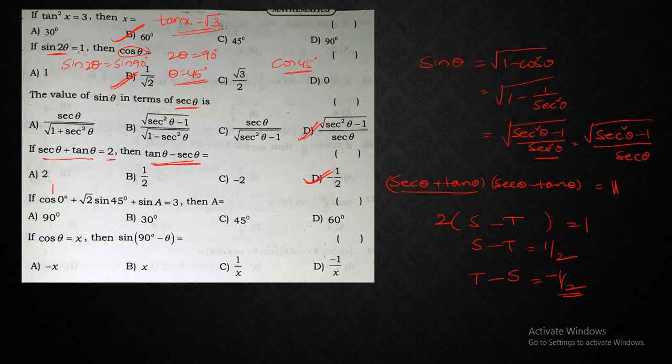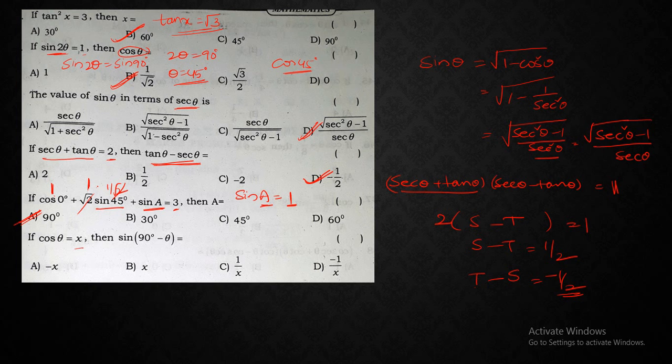Next, cos 0 is 1. Next, sin 45 is 1 by root 2. So 1 by root 2 multiplied with root 2 gives me 1 again. So sin A is equal to 3, so 1 plus 1, 2. So 2, if I transpose, it becomes minus 2. So from this clearly, sin A is equal to 3 minus 2, which is 1. So when will you get sin value as 1? So at 90 degrees. So option is A.